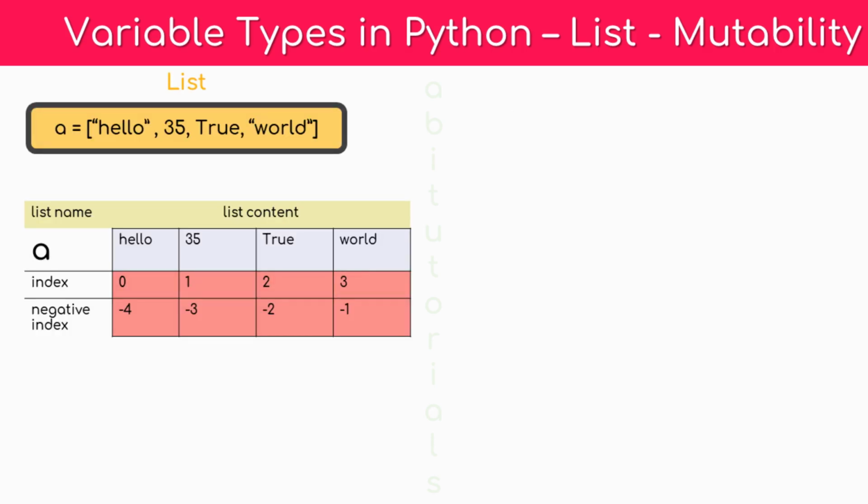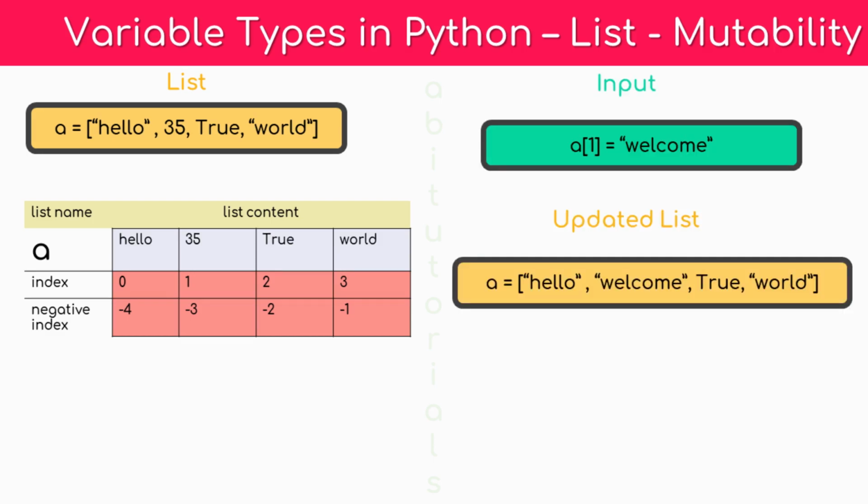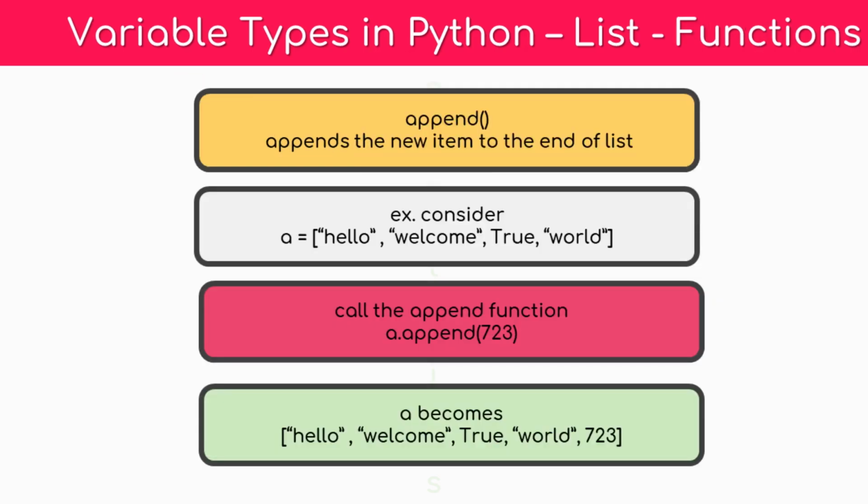Let's now see how to change the content of a list. In the example given here, we have a list variable named A. Currently, the value present in the first index is 35. Let's now change the value in the index 1 from 35 to the string welcome. To change the content, just type A square bracket 1 equals welcome as shown in the input here. Once done, the list is updated with the new value in the corresponding index.